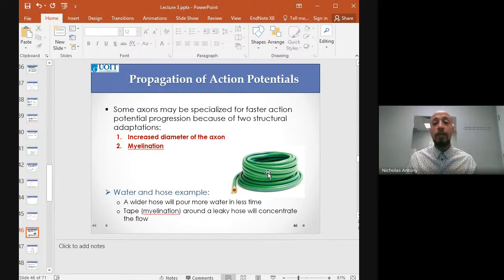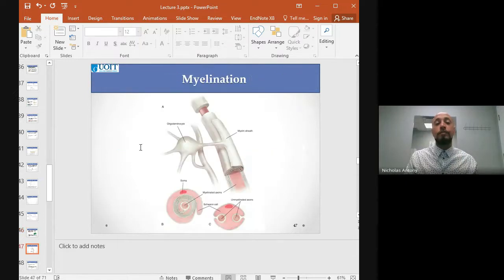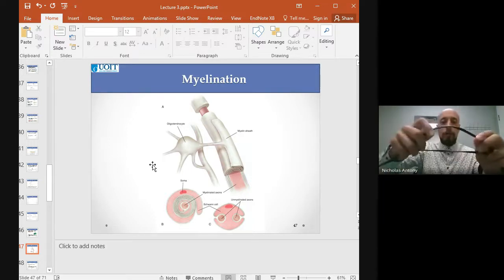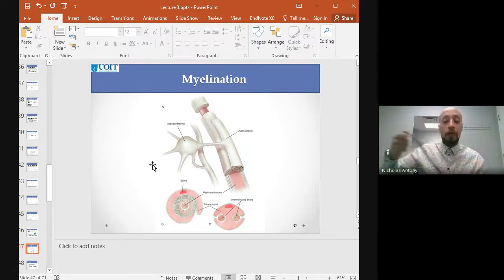The other way is myelination. This is what myelination would look like under a microscope. So we're going to learn about glial cells. Glial cells are support cells of the central nervous system. They're just not neurons. But here we have one cell that's going to generate myelin. Myelin is like the rubber coating of our electrical wires, think of a wire.